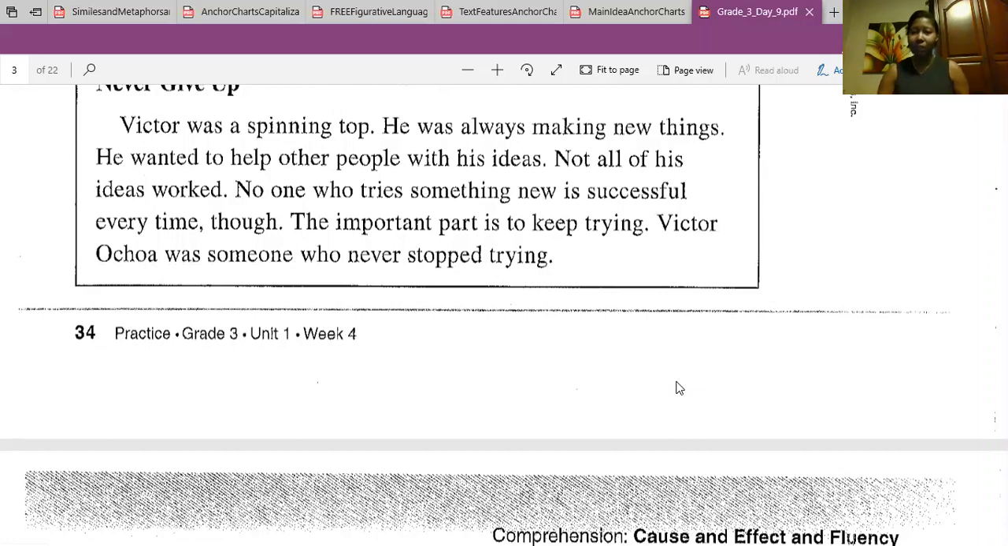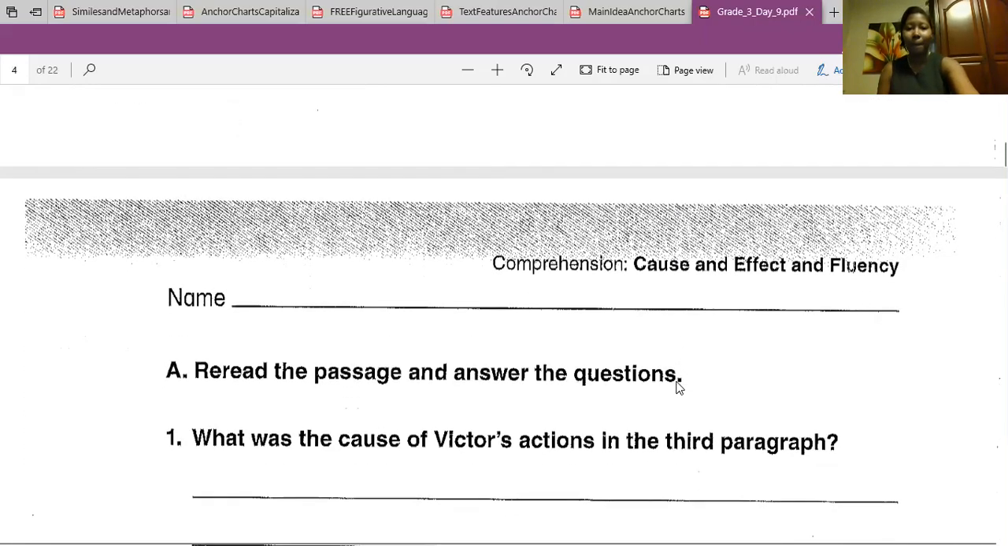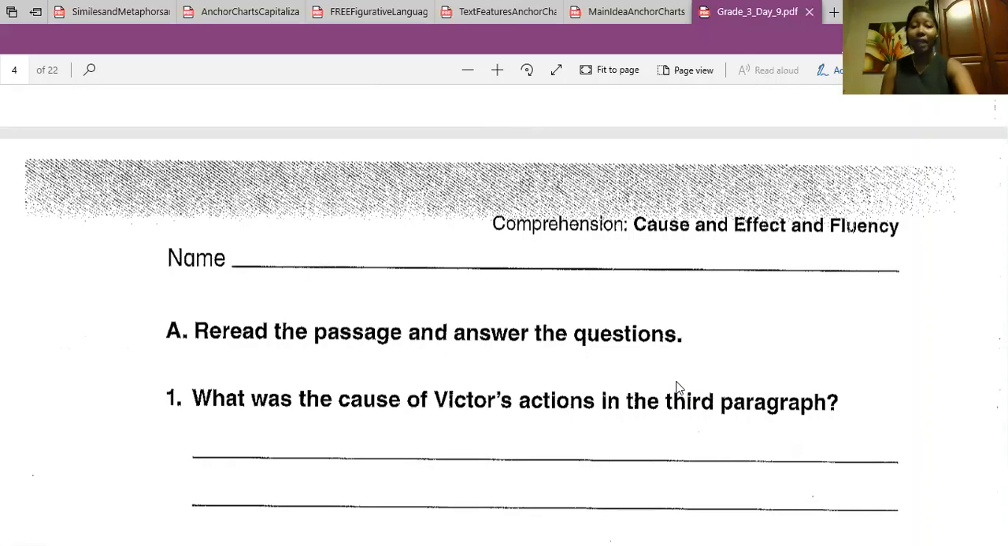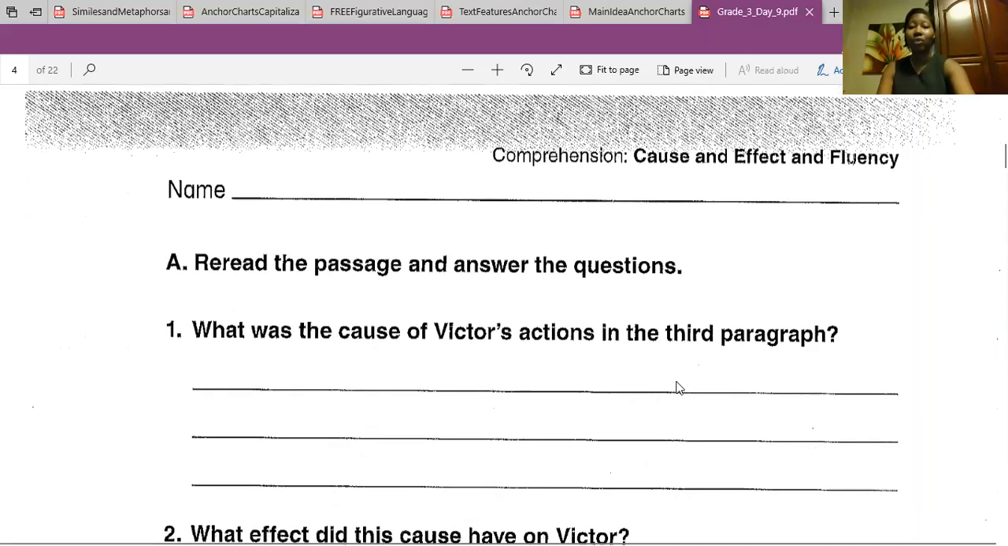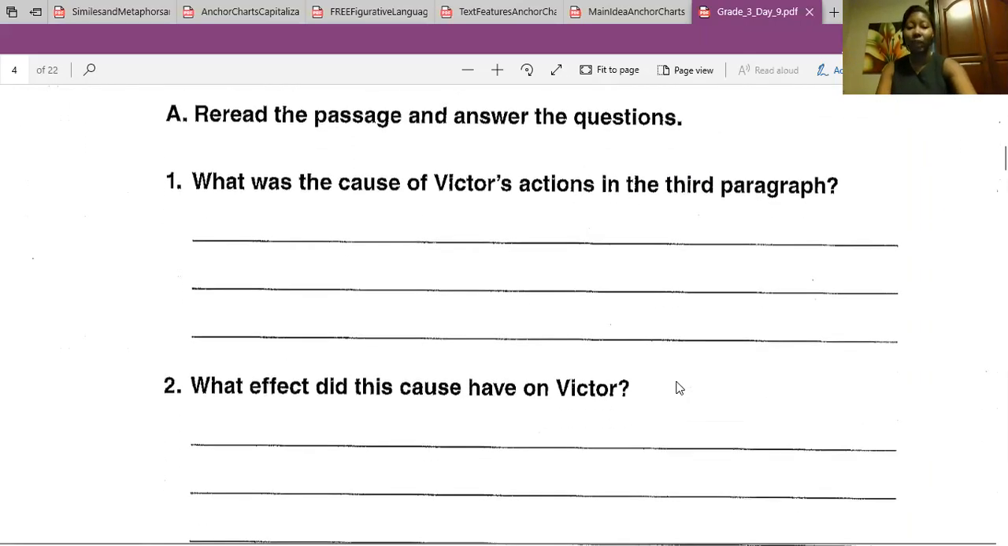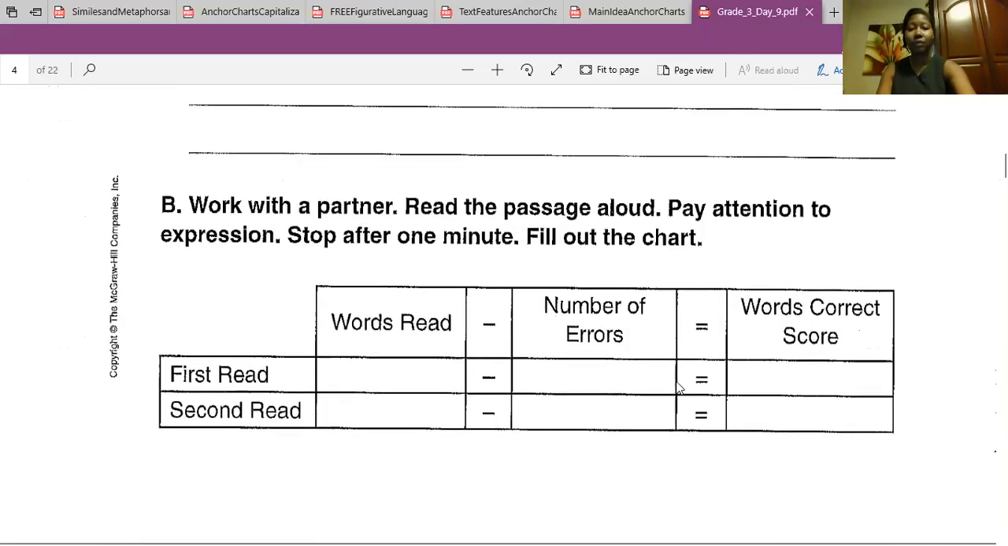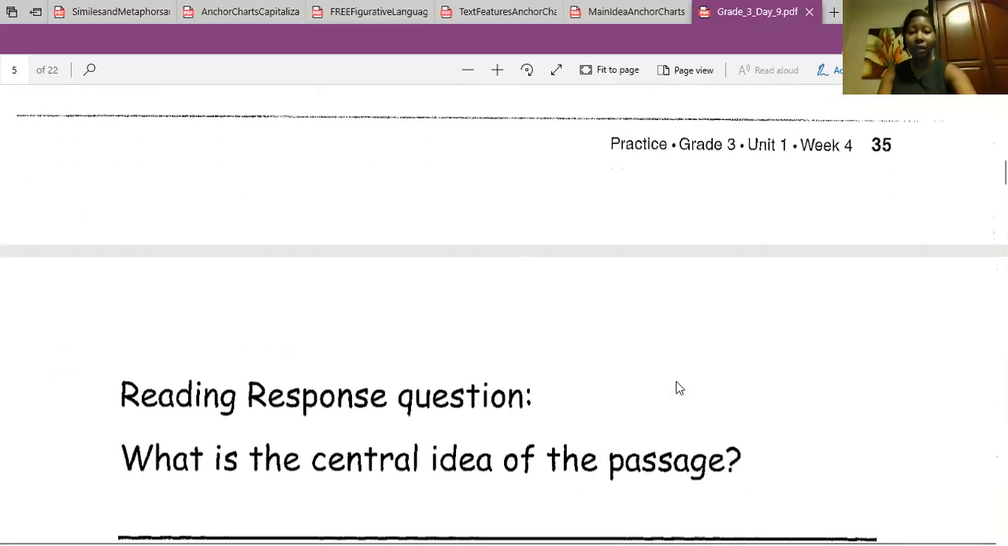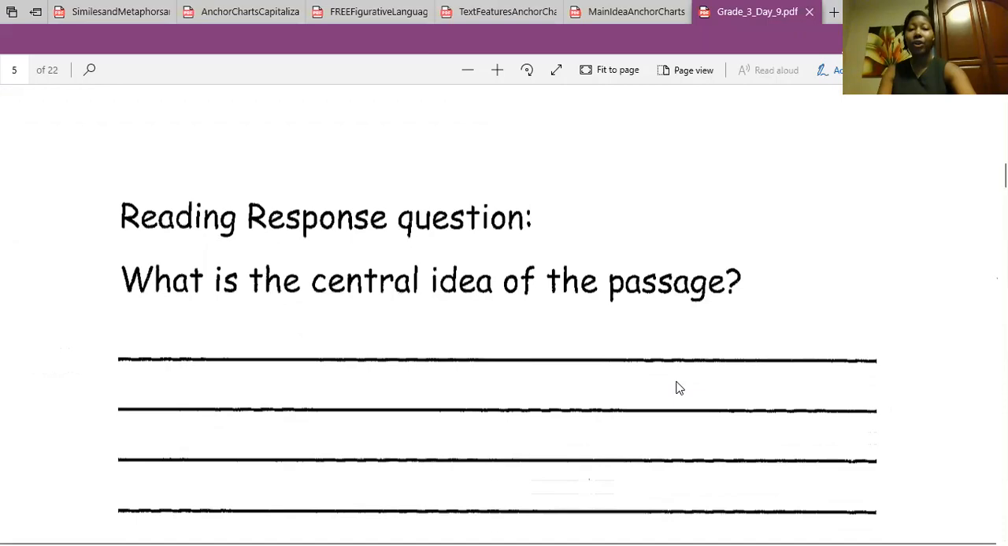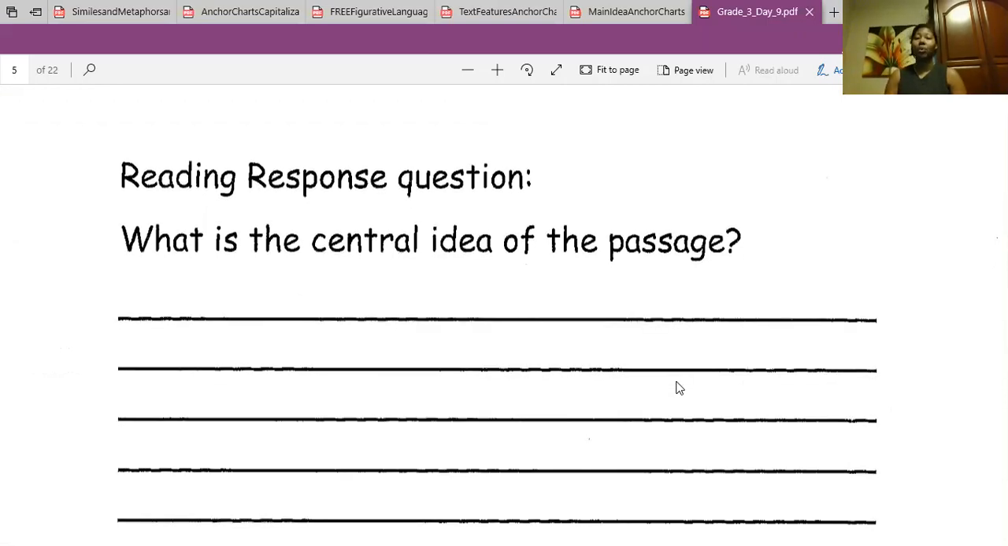That sounds like something us third grade teachers tell you guys all the time. No one who tries something new is successful every time. The important part is to keep trying. All right, so you will go back, reread the passage, and answer the questions. Then you will answer a reading response question.